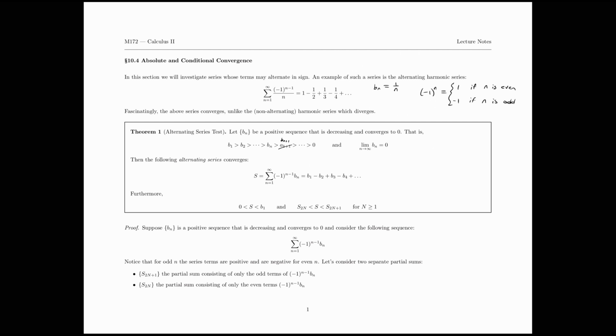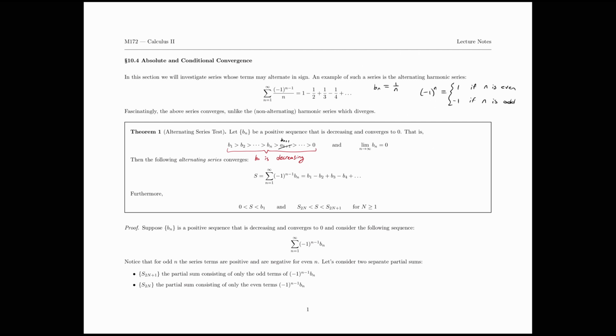Okay. So this right here is essentially saying that we have a decreasing sequence. So this is just a nice way of saying decreasing. And then, of course, this is saying the size of each term of the series goes to 0, so it gets small enough.